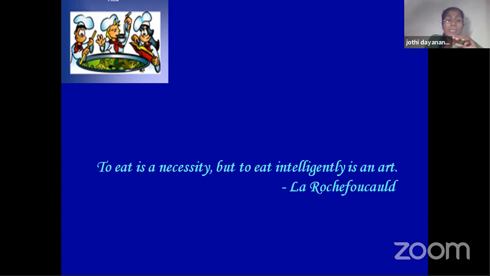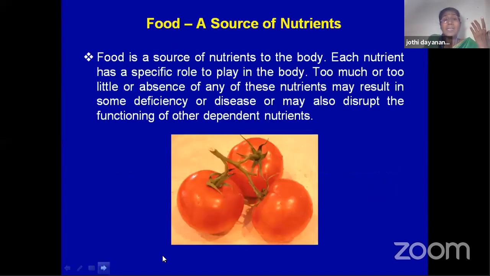It is said that to eat is necessary, but to eat intelligently is an art. When the food is given, you cannot just take whatever is given. You must select what you can digest. If their plate is like that, it may not be good for me also. That understanding you need to have.